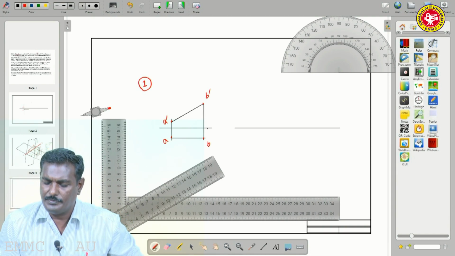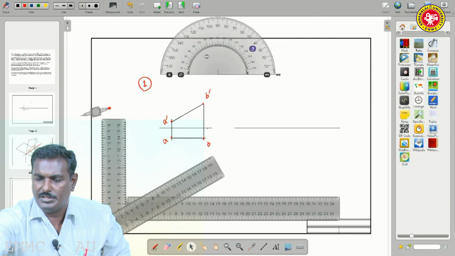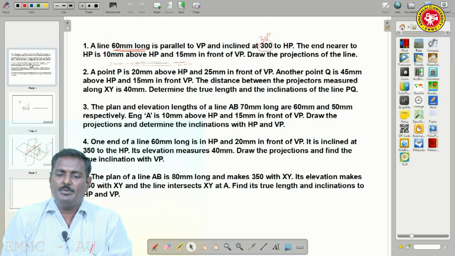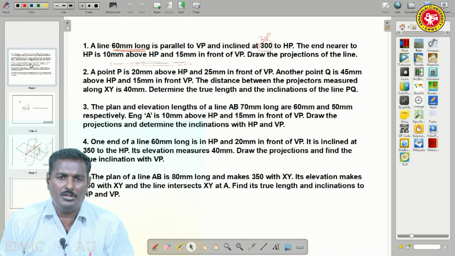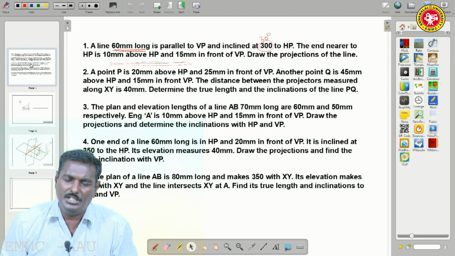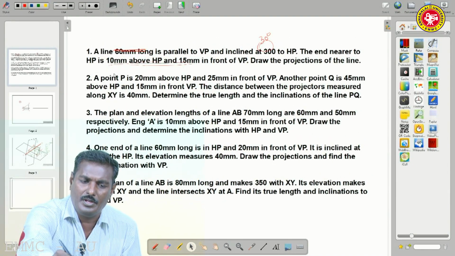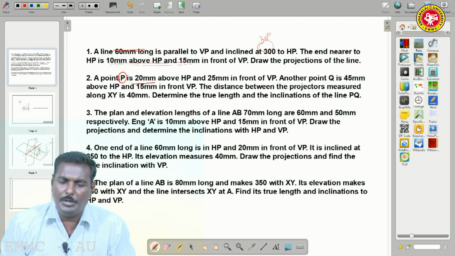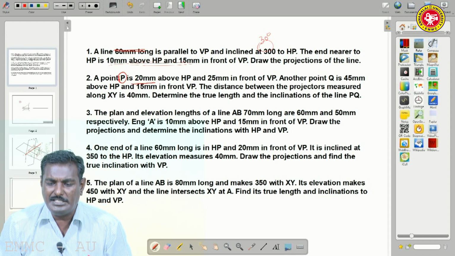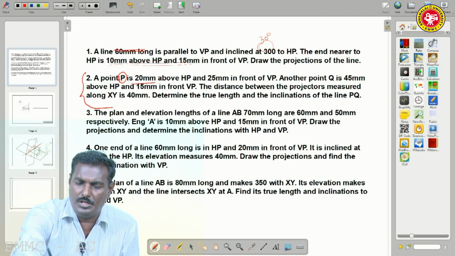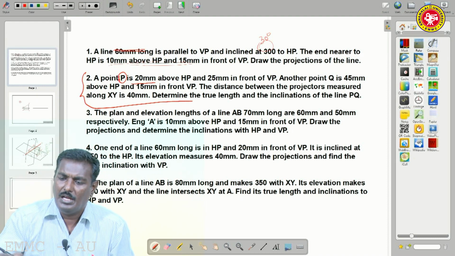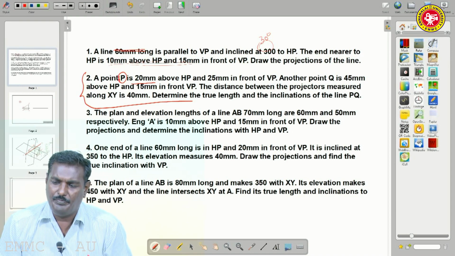Similarly, next problems. Try to look at the second problem. What about the second problem? Here a point is given, so we cannot define A and B. Here the point P is given. A point capital P is 20 mm above HP and 25 mm in front of VP.